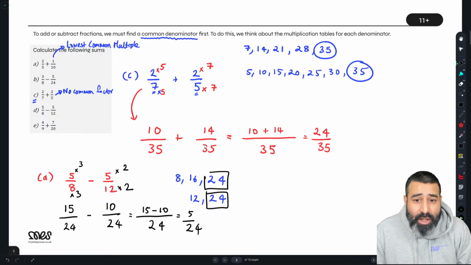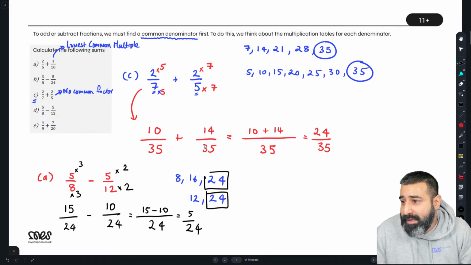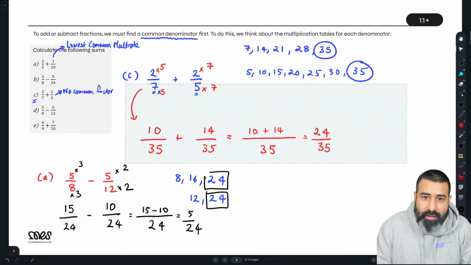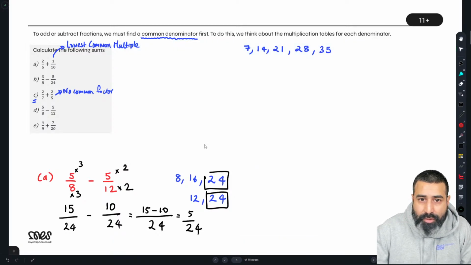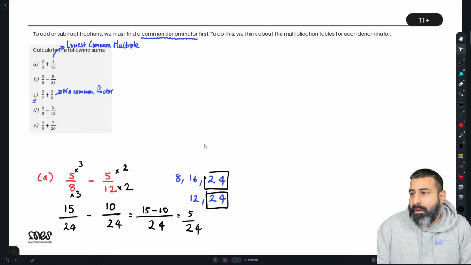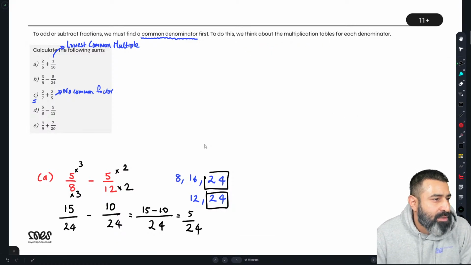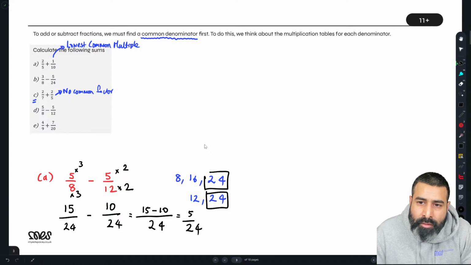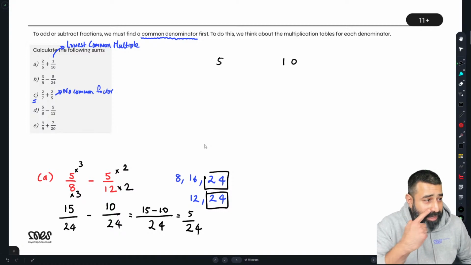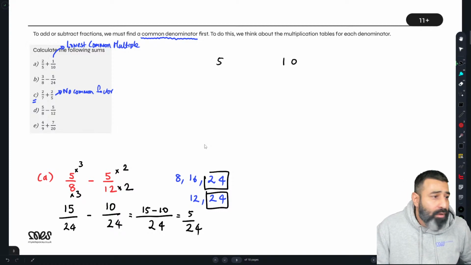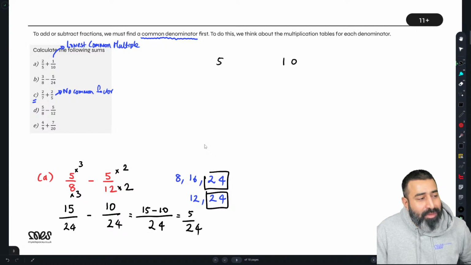So let's have a look at E. E is the last one. Okay, let's go. How do we know the common factor? Okay, so were you here for the first lesson when we looked at common factors? So if we're having a look at 5 and 10, yeah, okay, if you were here, then you know what's going on. Bordeaux, I don't know what that means, but thank you very much.